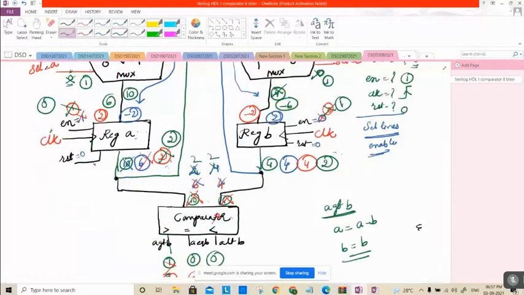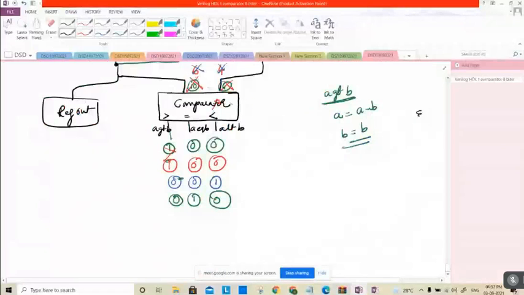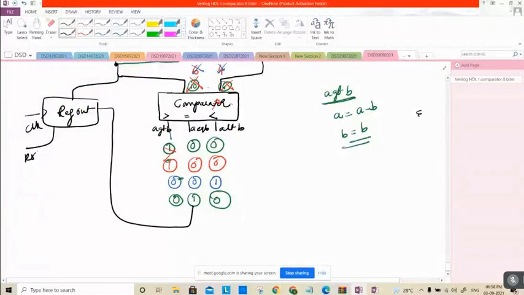Now you place another register here, the register for output. Now enable this particular register with the help of the equality condition. There is a clock condition, there is a reset, and this is the output. Whenever this is equality, output will be equal to 2, right?